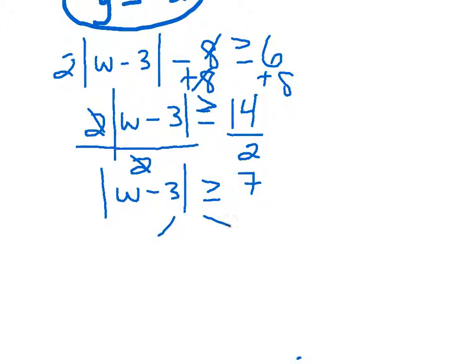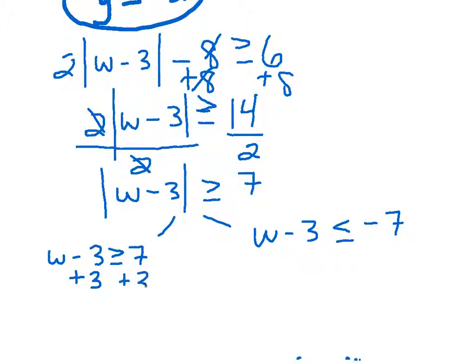Now is the time where we break it out into 2 separate inequalities. The first one, we just drop the absolute value sign and write it out. The second one, we drop the absolute value sign and we flip the inequality and change that 7 to a negative 7. Cool. So all we have to do now is just add 3.